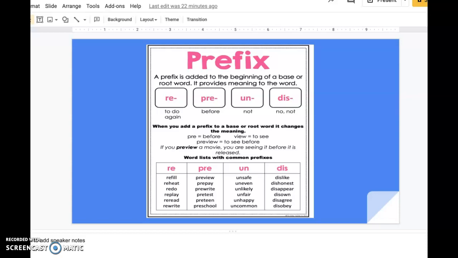Then un, so that means not. So if you have the word, as you'll see under the un category, unsafe. So that means it's just not safe to do. Then dis is no or not. So I dislike that. I do not like that pet. All right, so those are some prefixes. What I would do is just write prefix. It's added to the beginning of a base word. You can write some of those examples.